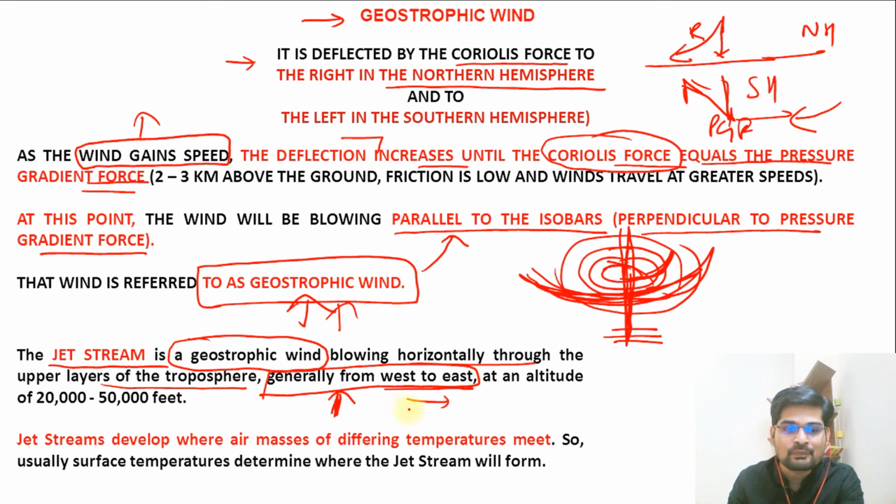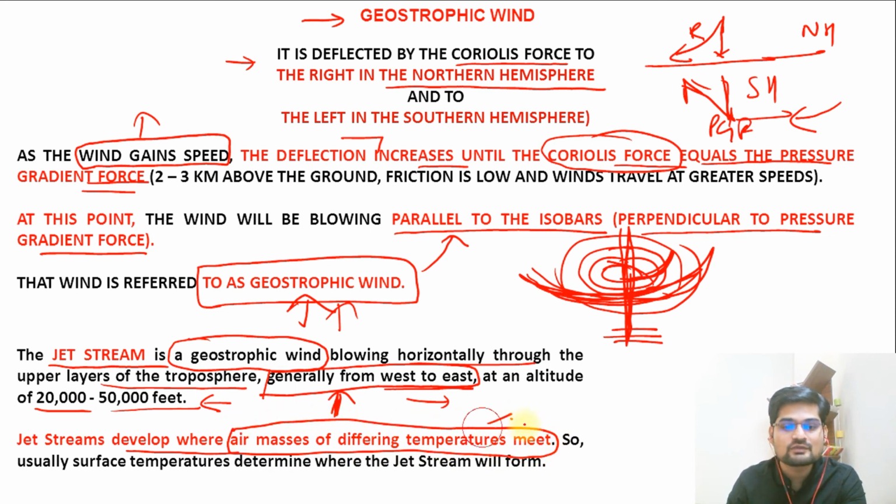So that is important. And remember, the height here is 20,000 to 50,000 feet. That is about 5 to 9 miles above the Earth's surface. So jet streams develop where the air masses of differing temperatures meet. Now this is another point here. So we are going to elaborate further on the formation of jet stream.